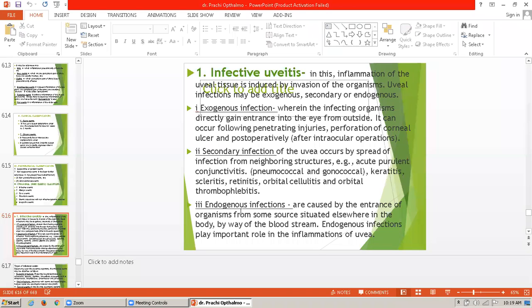Then the third one is endogenous infection, which is caused by the entrance of the organism from some source situated elsewhere in the body by way of the bloodstream. Endogenous infection plays an important role in the inflammation of the uvea.